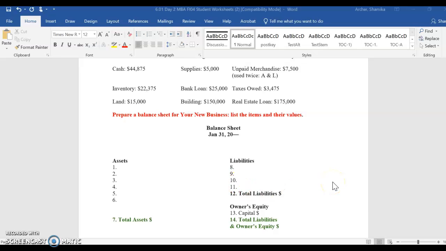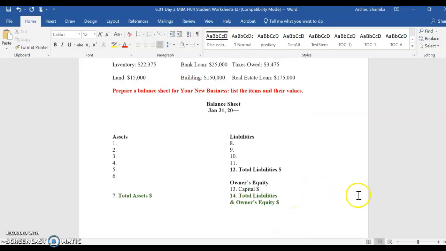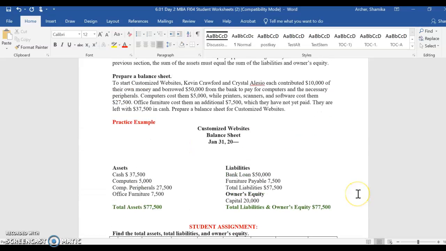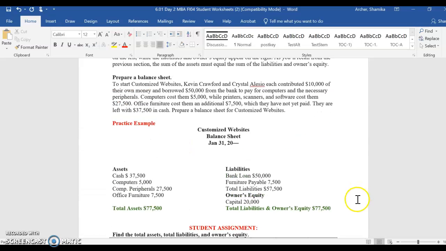And once you find out what the assets are and what the liabilities are, you're going to subtract the liabilities from the assets, and that's going to give you your capital number. And then whatever number is here for total assets, it should be the same number here, but make sure all your net dollar amounts and totals are correct. Definitely use the one at the top as an example to help you out.